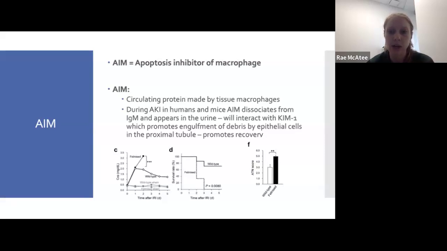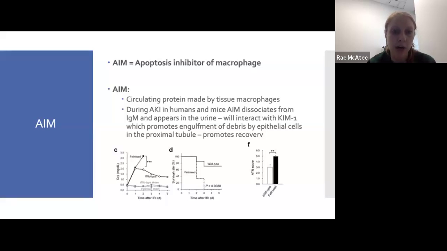And then they also looked at histology and found that on day 3 post AKI with wild type AIM, they had less intraluminal debris and more recovery of the brush border as compared to those felinized mice. And then the acute tubular necrosis scoring was also higher in the felinized mice. So that's just what's shown in these figures where you can see it clearly.